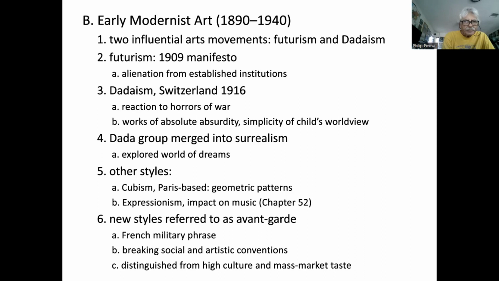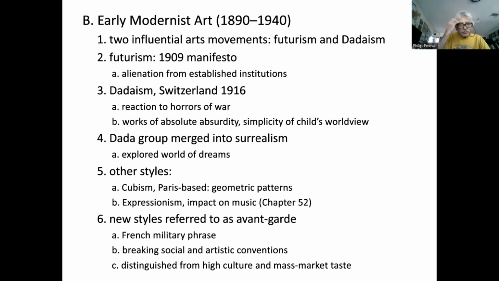Dadaism is just a name that they made up from Dada. They were having a meeting of these war resisters, a reaction to the horrors of war, all this craziness in World War I taking place. And in 1916, a group of artists met and somebody had a dictionary and they opened the page and put their finger on a word, and it was Dada. And they said, that's the name of our art movement, Dadaism. It produced works of art of absolute absurdity and simplicity. The Dada group merged later into surrealism. Well, you know how that goes. It's not a complete merger. You can choose to go this way, you can choose to go that way.